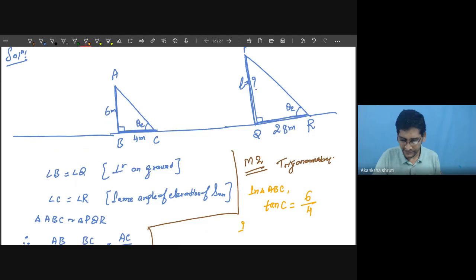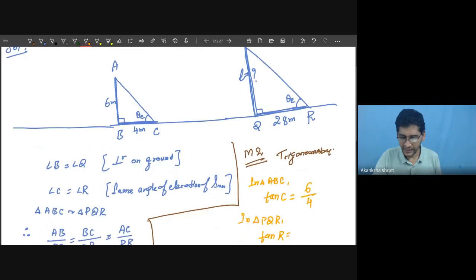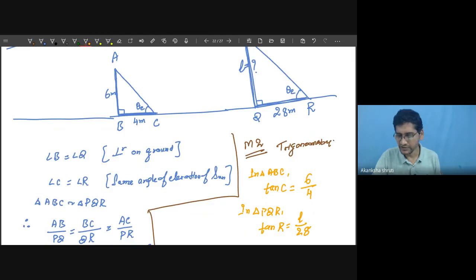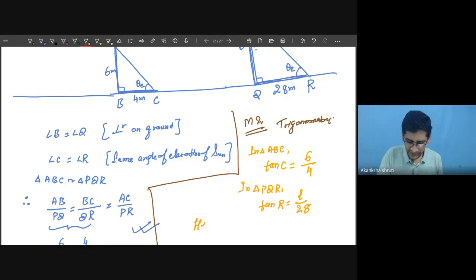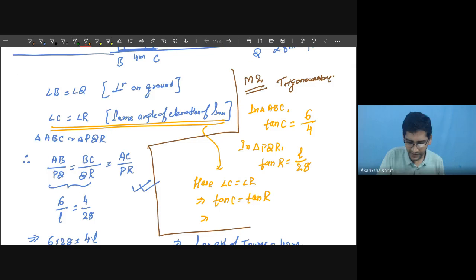But in triangle PQR, tan of angle R is equal to the length L we want to calculate over 28, which is given to us. Because of the same condition, meaning the sun is at the same elevation, we can keep in mind that angle C is equal to angle R. So while the angles are the same, tan of angle C is equal to tan of angle R. It simply means 6 by 4 is also equal to L by 28.